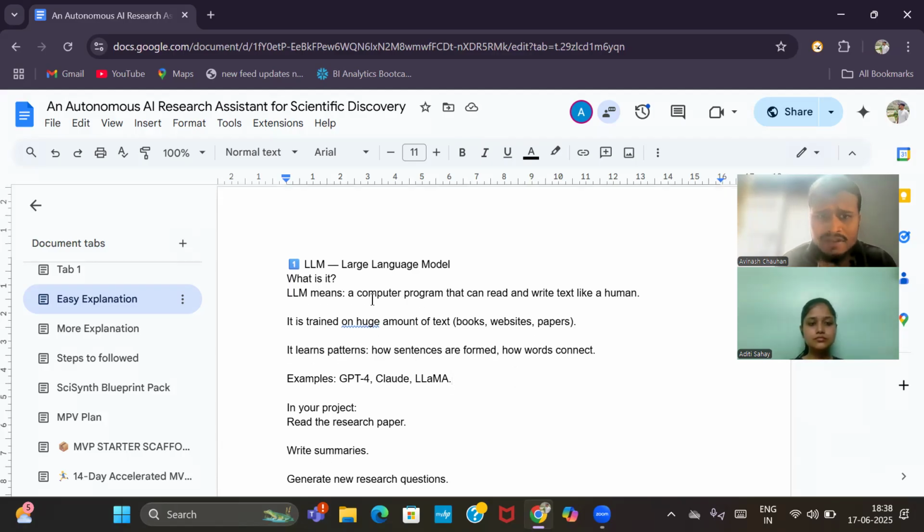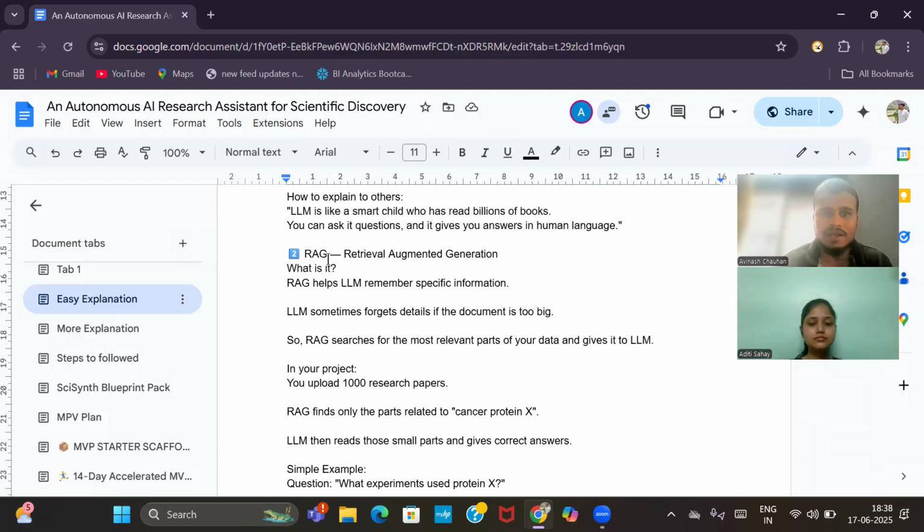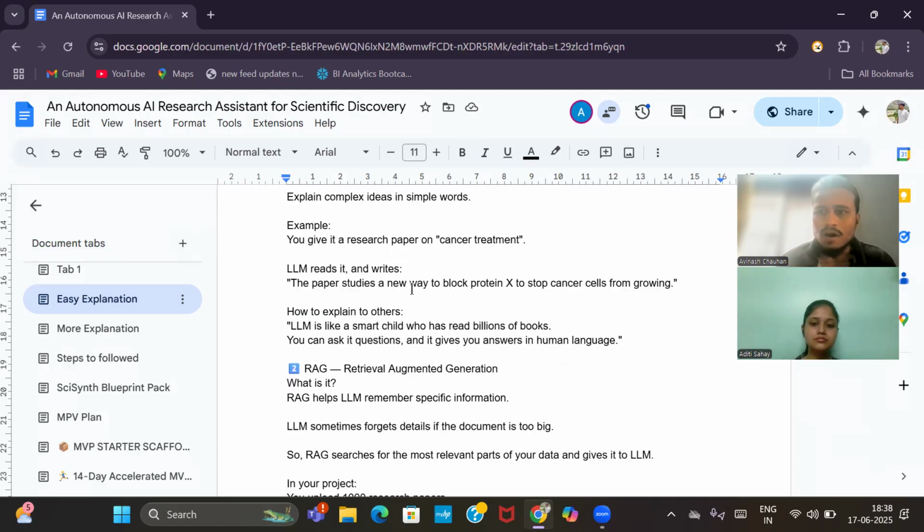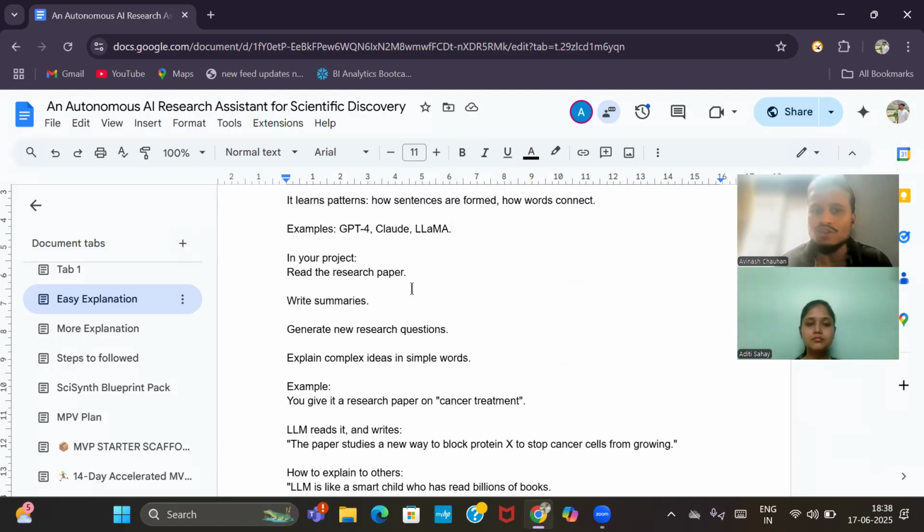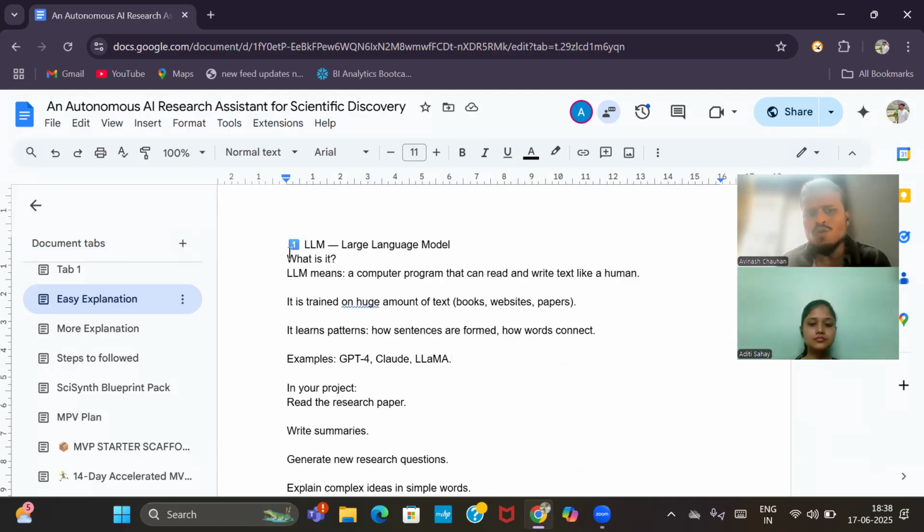So here, the LLM will read all those documents, all those research papers which you have used. The LLM will help us to read those. Okay, and what is RAG here? RAG here means, if something is left out, say you are using 10 research papers. For example, Aditi is a brilliant student, and she reads all those 10 research papers.